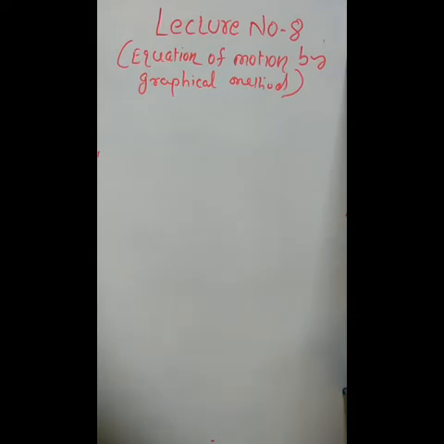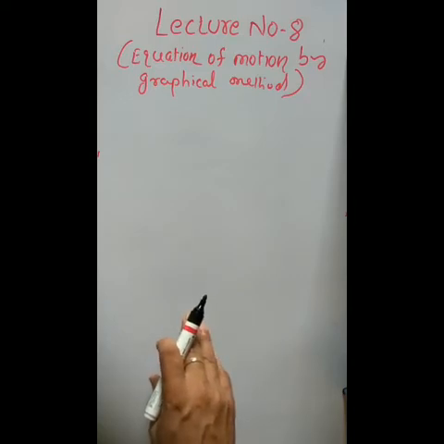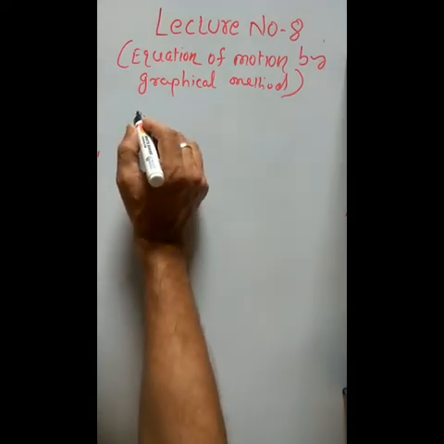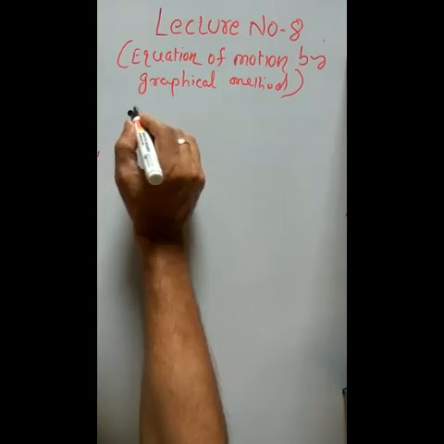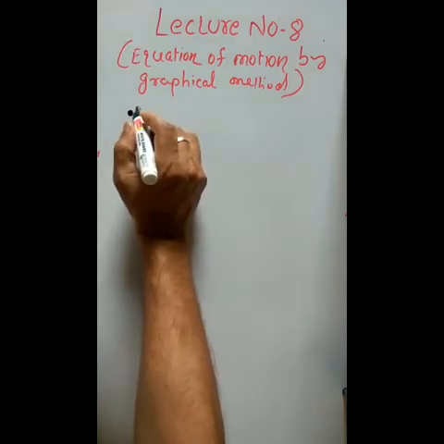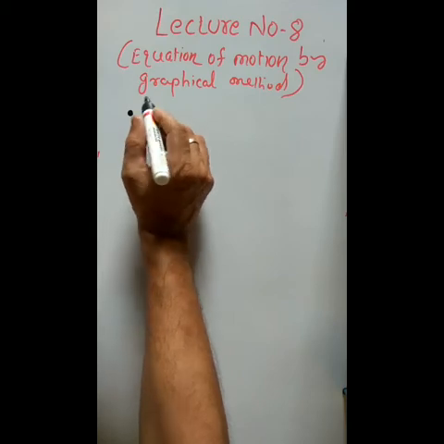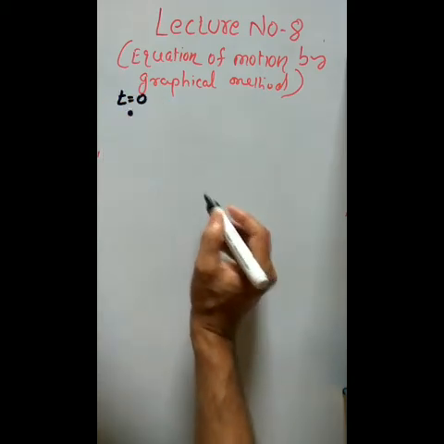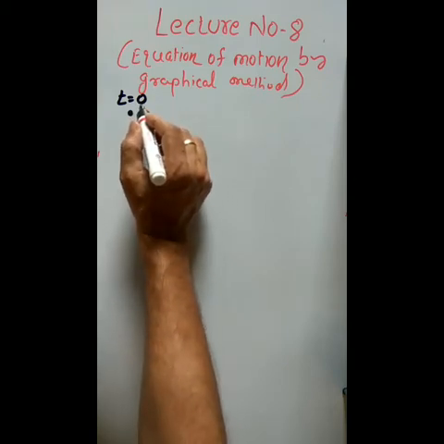Also, from the velocity time graph, we can find the displacement covered by the body for a particular time. Now in today's class, we will start the equations of motion by the graphical method. So how will we derive the various equations of motion using graphical analysis? So let us start. Suppose a body is starting motion. Starting motion means time is equal to 0.